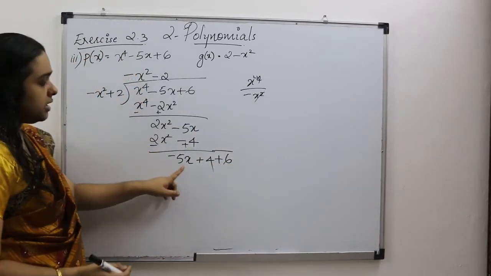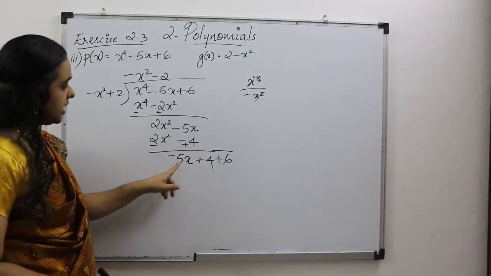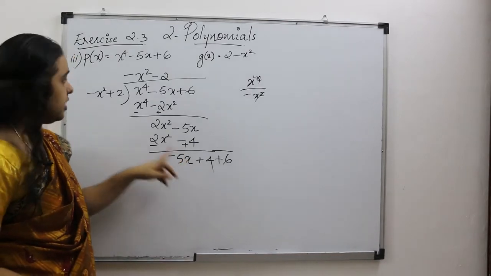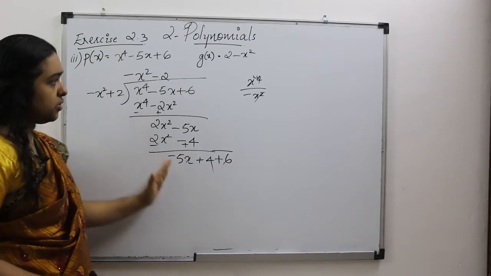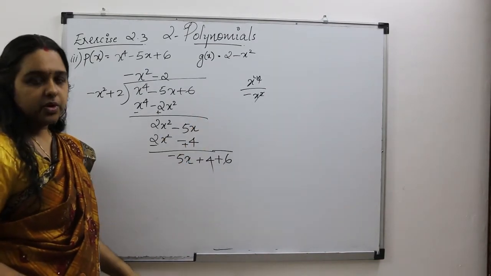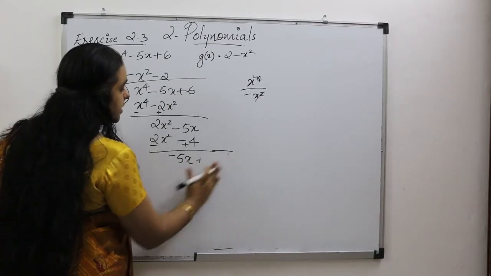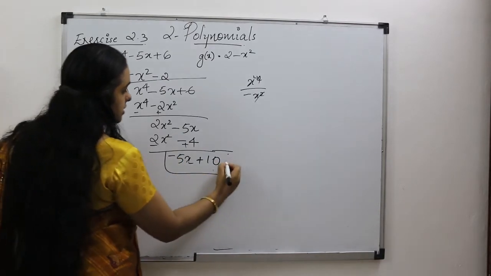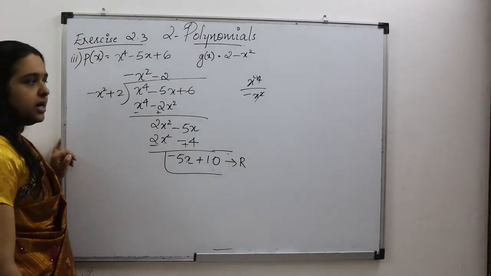Fine. Here look at the first term of our new dividend, that is minus 5x. What is the power of x here? That is 1. And what is the power of x in the divisor? That is 2. So we cannot continue division like this. Okay. So this will become minus 5x plus 10. Right? Minus 5x plus 10 is the remainder.